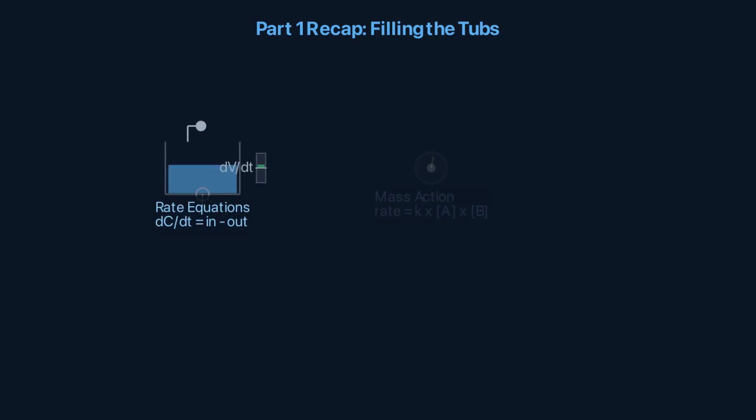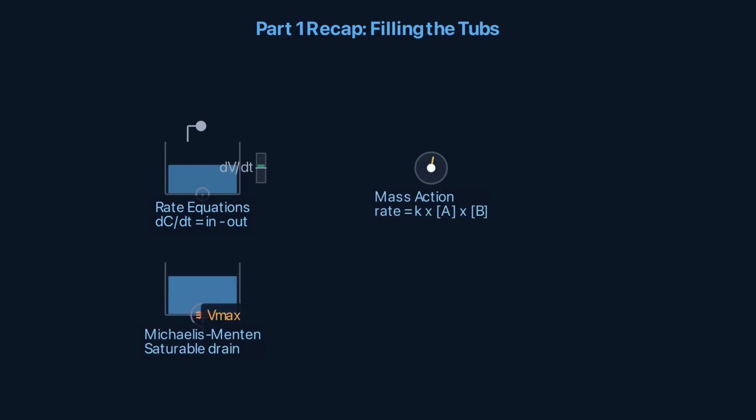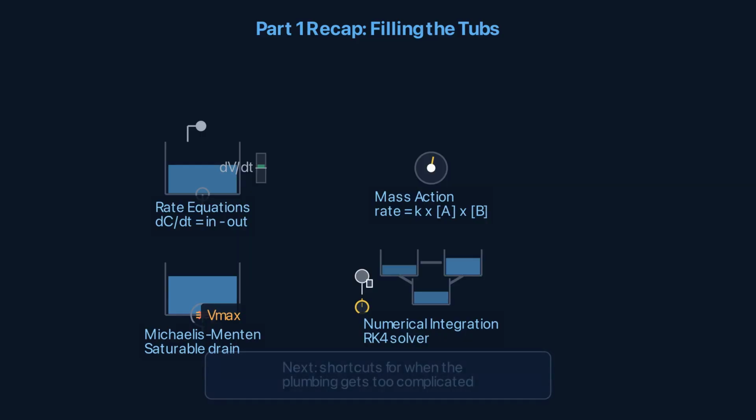4 plumbing principles. Rate equations tell you how fast the level changes. Mass action says the drain flows proportional to the water level. Michaelis-Menten says some drains get clogged. And numerical integration is the plumber checking levels step by step because the system is too complex to solve by staring. Next, shortcuts for when the plumbing is too complicated.